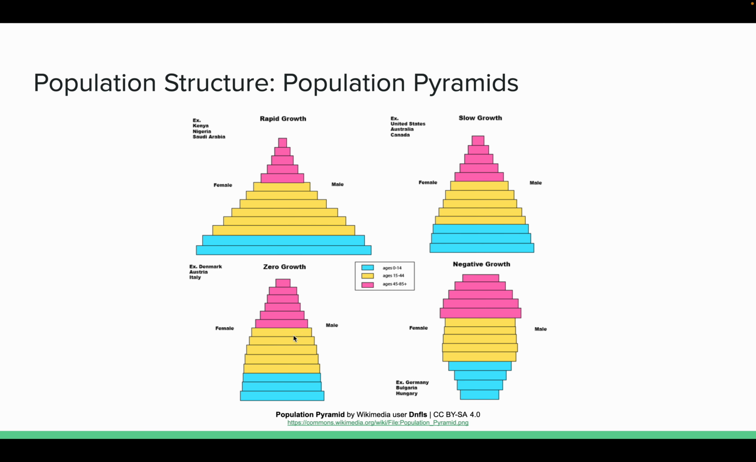And then zero growth, it does look like we've got slightly wider of these ages 0 to 14, but the reason it would still be zero growth is perhaps because not all of these individuals actually will survive or choose to produce their own young when they get to that reproductive age. So this is still going to be a zero growth despite a slightly higher proportion of young being produced. And then negative growth means that you've got not very many new offspring being produced at all.